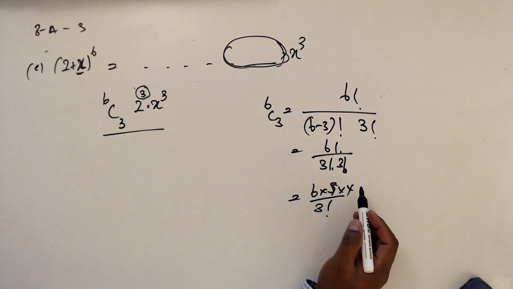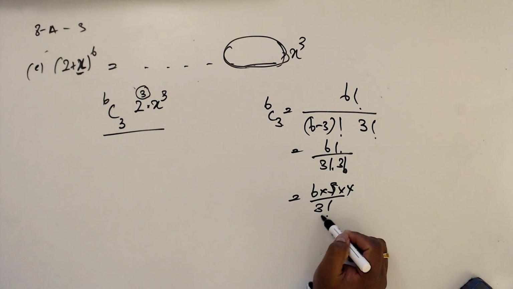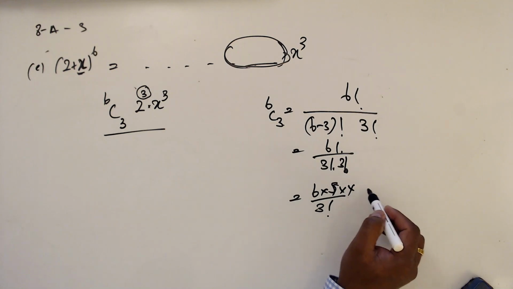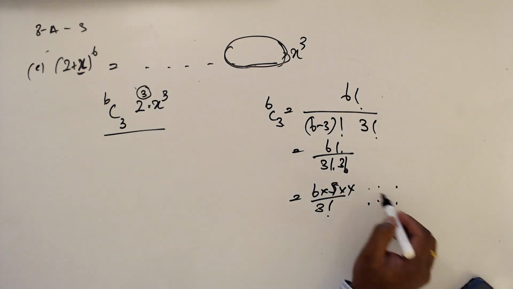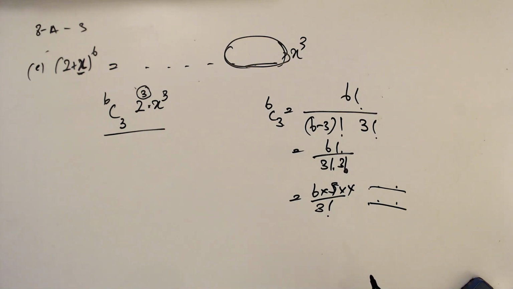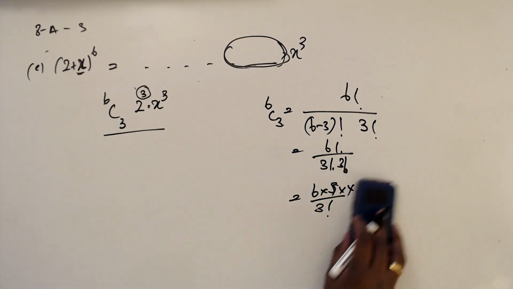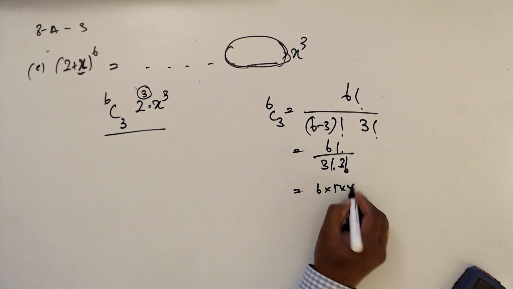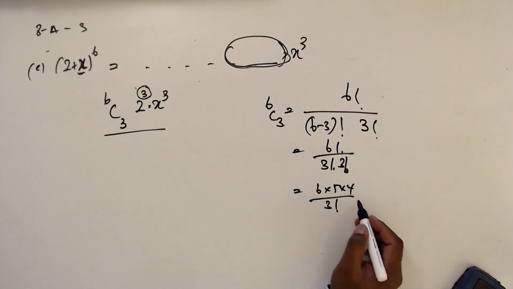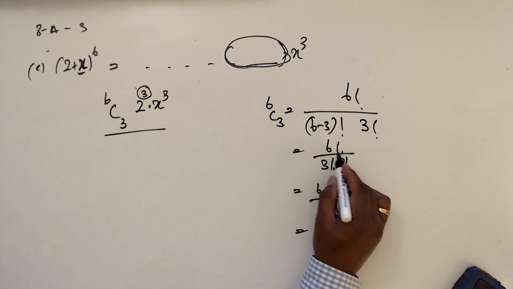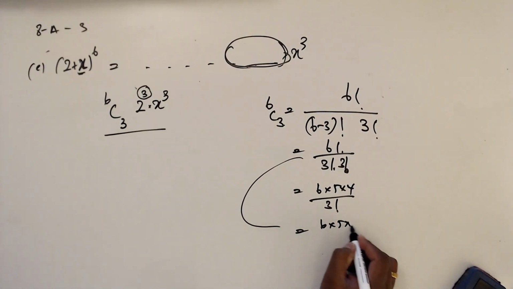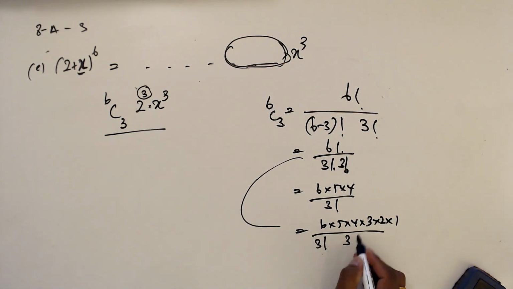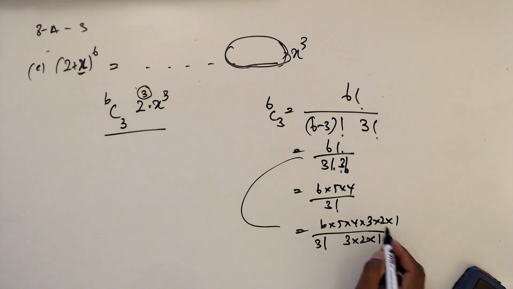6 times 5 times 4, and factorial 3, the other one is missing. It means I cancel out 3, 2, 1 with this one. If you are not sure, write everything. So first of all I write 6, 5, 4, then factorial 3. If you can't understand this one, from here you write 6 times 5 times 4 times 3 times 2 times 1, over factorial 3 times factorial 3. This factorial 3 means 3, 2, 1. This cancels out.